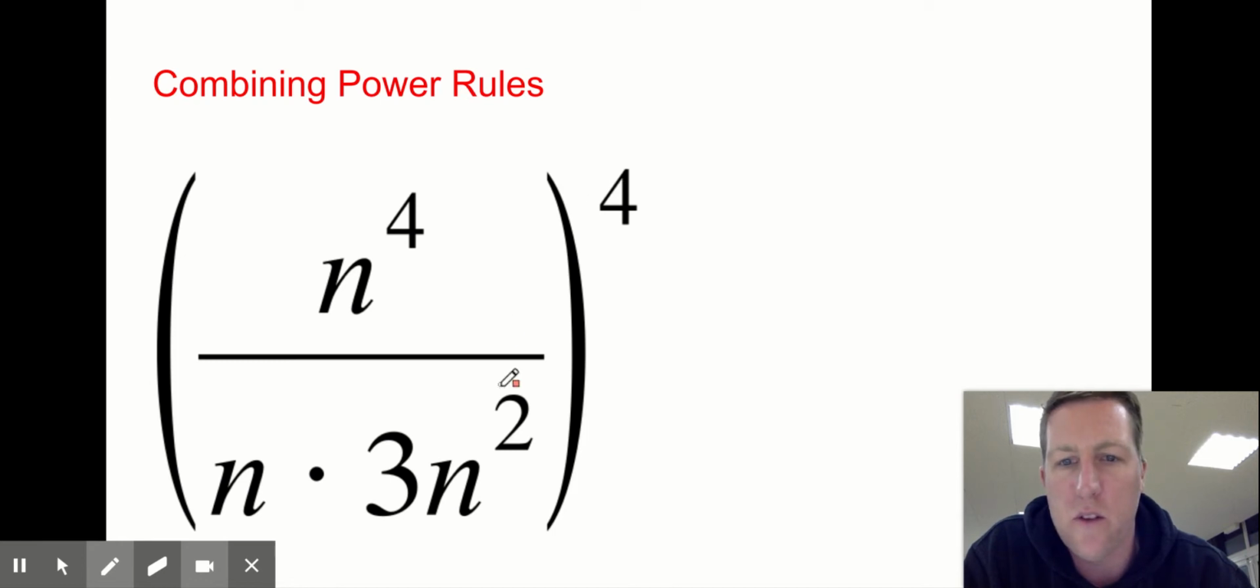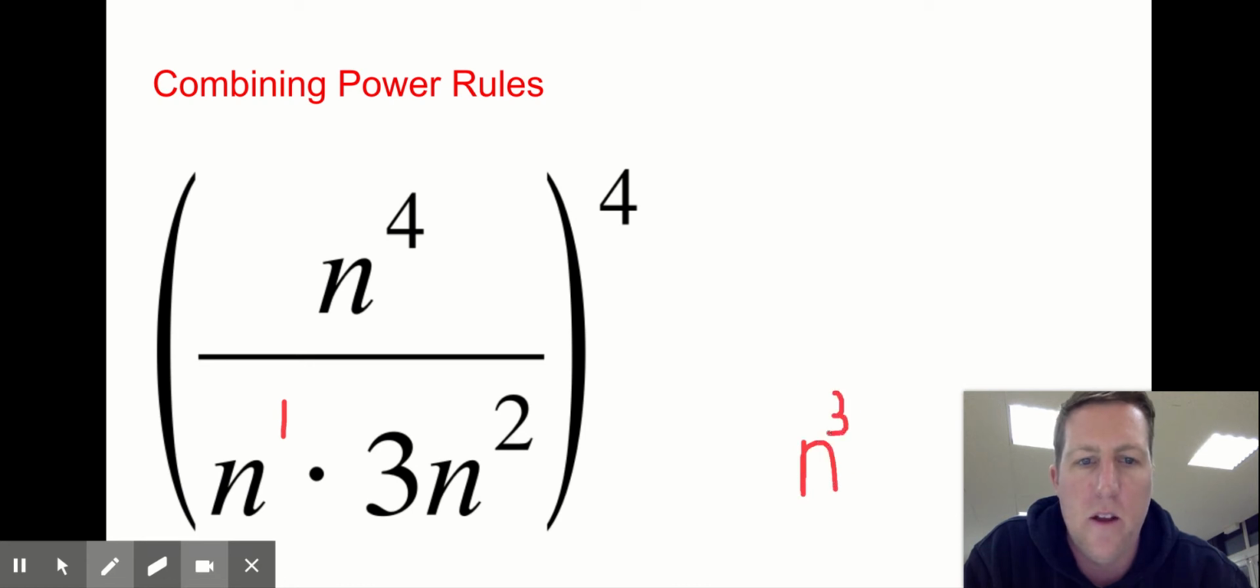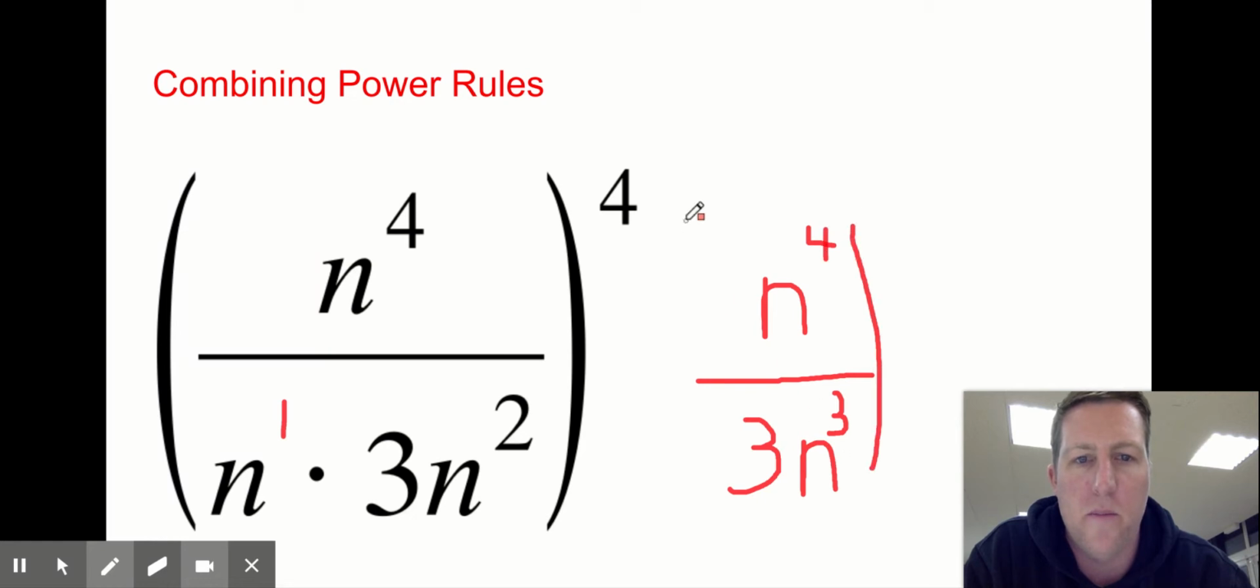So I think the first thing we should do is deal with this multiplication on the bottom. So this actually has a power of 1 here. And when we do that, ignoring the 3 for the time being, we do 1 plus 2 gives us n to the power of 3. Okay, and the 3 that we have here, we're just going to leave as is, and we'll put in front. Okay, and then we still have this top part, n to the power of 4. And outside the brackets, you've also got to the power of 4. And we'll see how that comes in at the end.